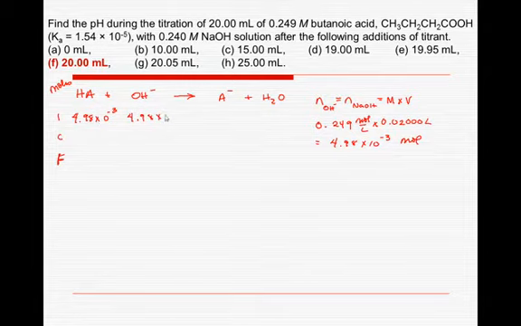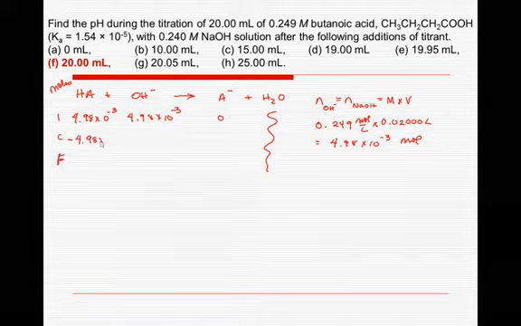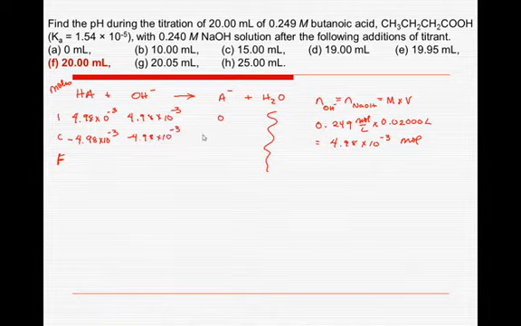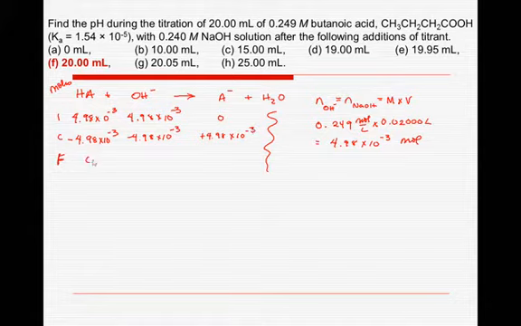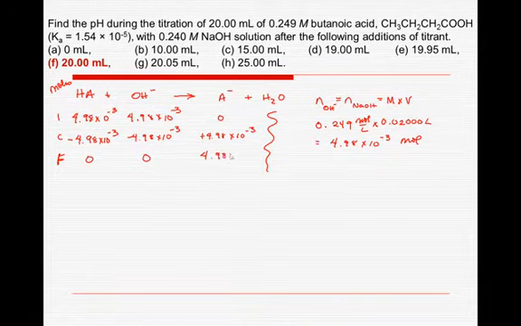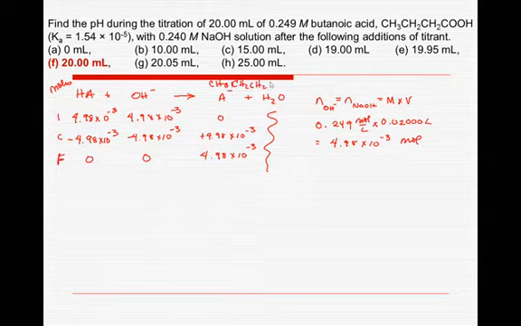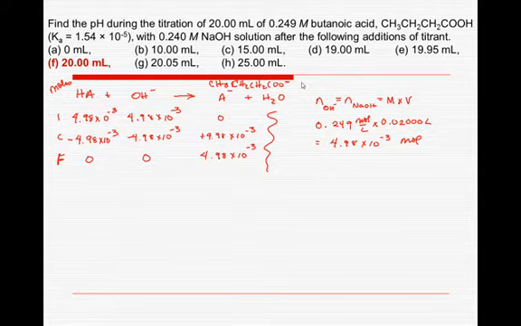I consume the smallest. Well, they both have the same amount. So I will subtract 4.98 times 10 to the minus 3 on this side. I will add 4.98 times 10 to the minus 3 on this side. This will leave me with no weak acid, none of the hydroxide, and we'll have converted all of that weak acid over to a conjugate base of the weak acid, which in this case is CH3CH2CH2COO-, that's the butanoate ion. Okay, so now what do we do?